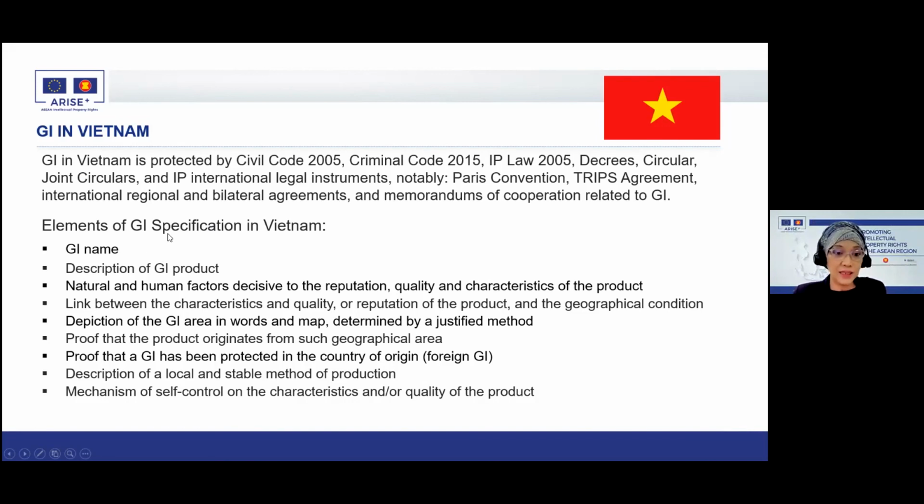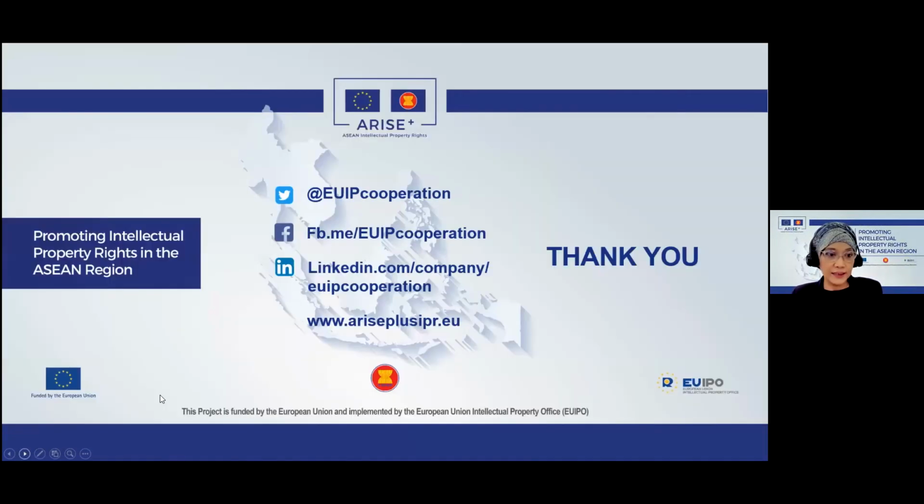And elements of GI specification in Vietnam cover GI name, description of GI product, natural and human factor, link between the characteristic and the quality or reputation of the product and the geographical origin, the map, the proof of the products originated in the geographical area, and the descriptions of a local and stable method of production, and the mechanism of self-control.